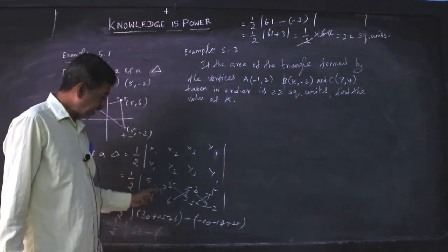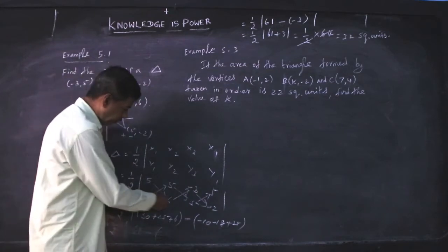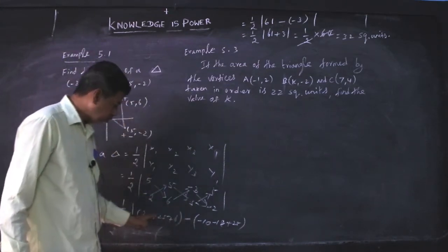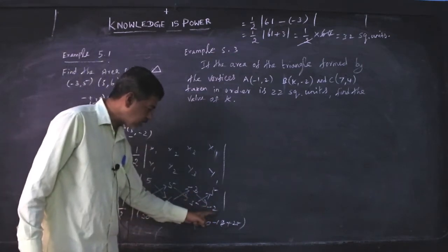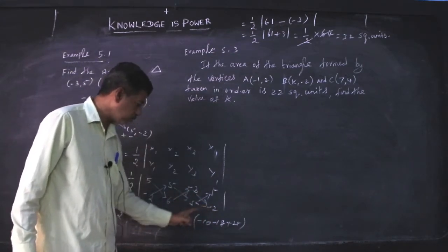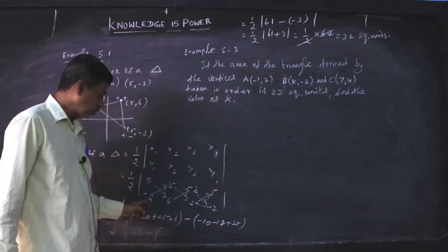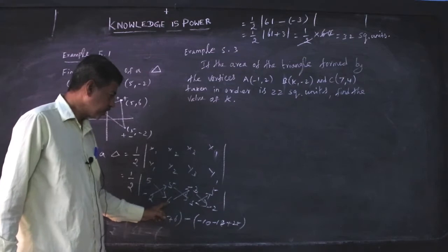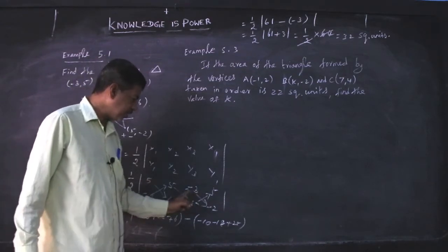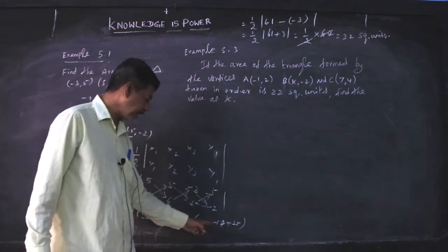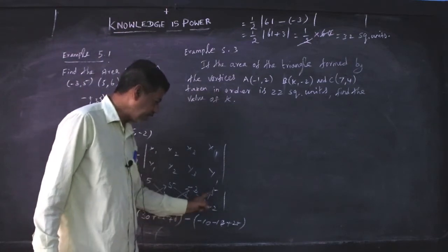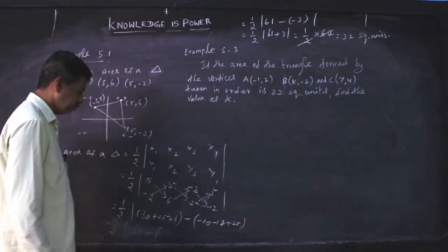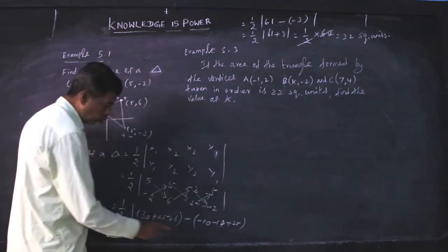See here, 5 6s are 30, 5 5s are 25, 3 2s are 6, since it is minus into minus, plus, plus 6. Now, 2 5s are 10, since it is minus, here there is minus 10. 6 3s are 18, since it is minus, here there is minus 18. 5 5s are 25, both are plus, I wrote plus 25. Here all are plus, no problem.